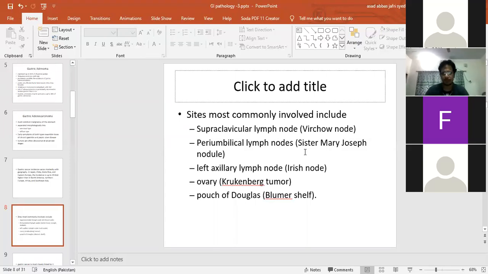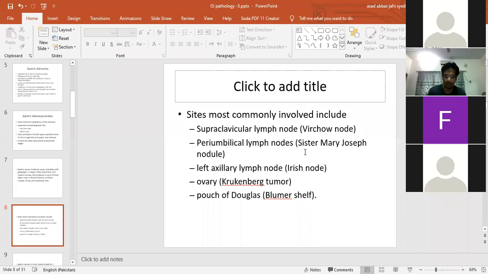If the initial presentation is with a left enlarged axillary lymph node, it is called the Irish node. If the tumor presents as an abdominal mass and it is involving the ovaries, it is called a Krukenberg tumor. And if it involves primarily the pouch of Douglas, it is called a Blumer's shelf. And these are fairly common presentations.